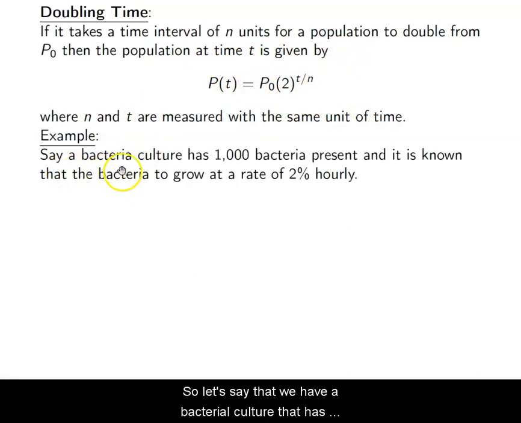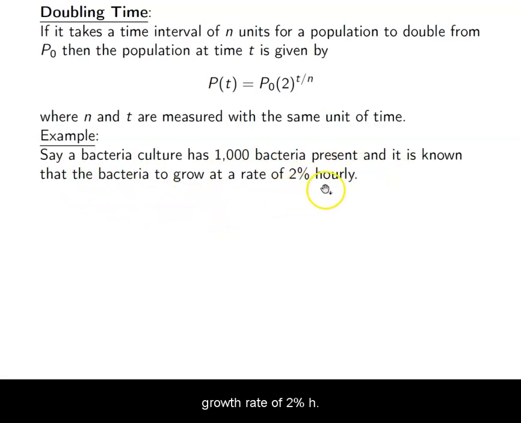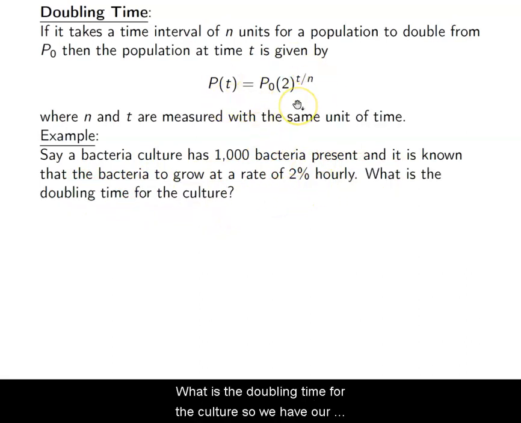So let's say that we have a bacteria culture that has 1,000 bacteria present, and it's known that this bacteria grows at a rate of 2% hourly. What is the doubling time for the culture? So we have our initial value. We know we're looking for doubling time. However, the doubling time isn't given to us, this value of n. So we need to find this value of n here.